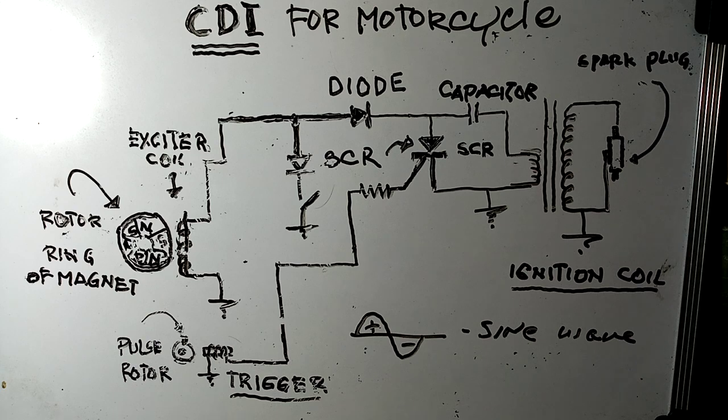One of the sections of the automotive and motorcycle unit is the CDI. CDI means capacitance discharge ignition. CDI energizes the electrical system of the engine. I'm repeating, capacitance discharge ignition.